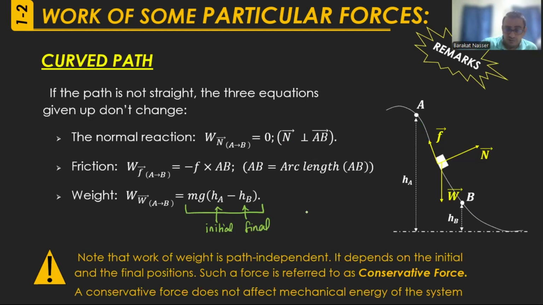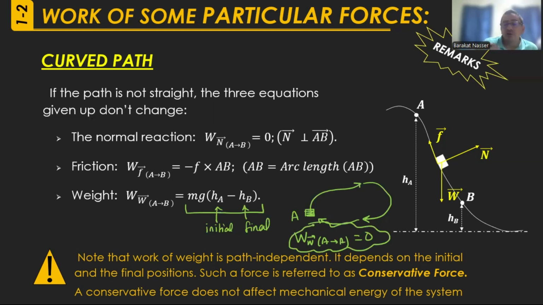If I consider the work of a body moving from point A along a certain path, then moving back to point A, the work done by weight from A and back to A is 0. This very simple idea is the notion of what we call a conservative force. It's a force that does the same work along a path from A to B. When it moves from B to A, it does the same work but with opposite sign. So altogether, work from A to B, then back to A, produces 0 work. This is what we call a conservative force.